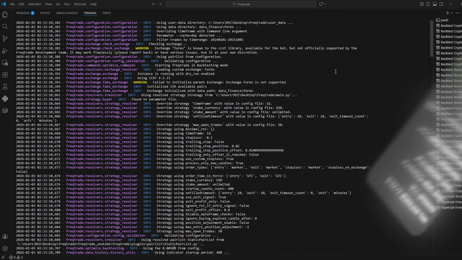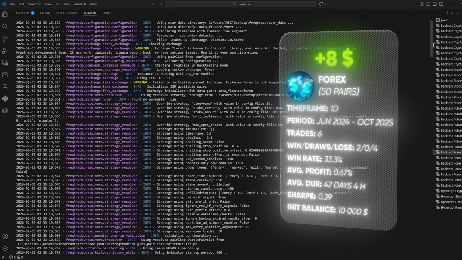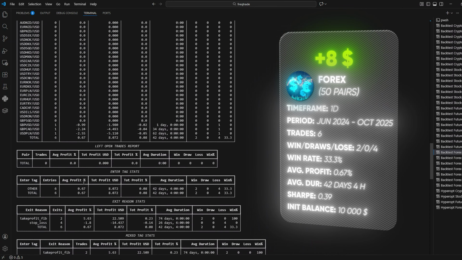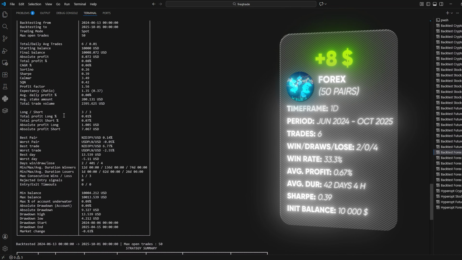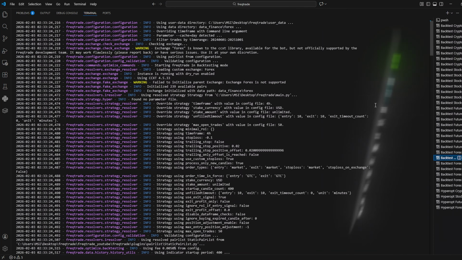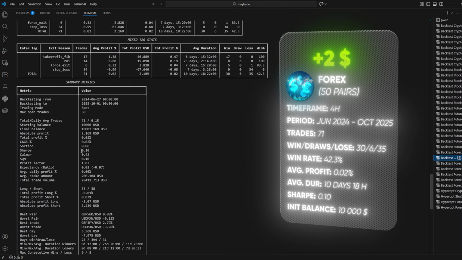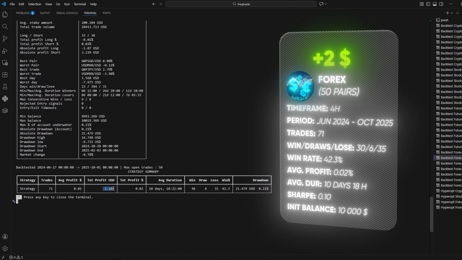Finally, let's check Forex market. Starting with 1 day time frame. We have only 6 trades and our profit is $8 and Sharpe is 0.39. Next 4 hours time frame. Sharpe is 0.1 and our profit is just $2.